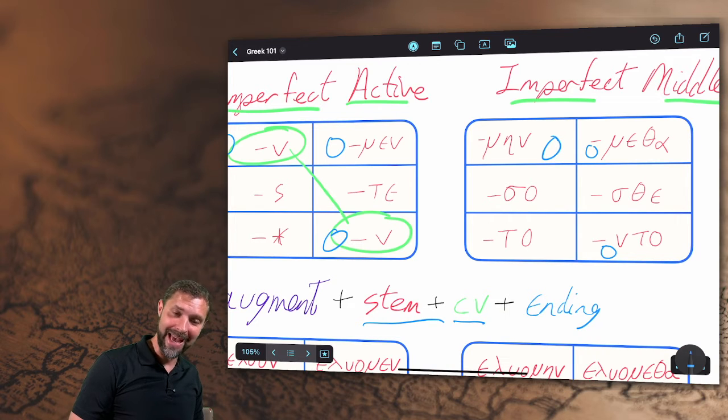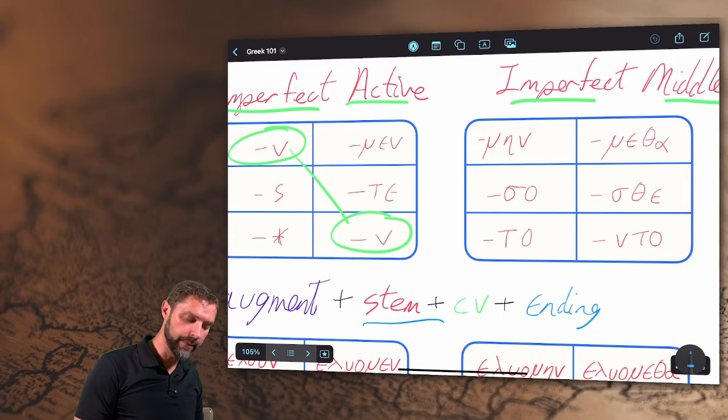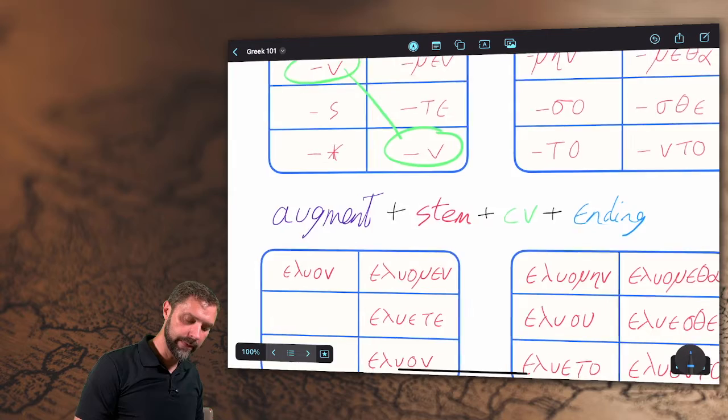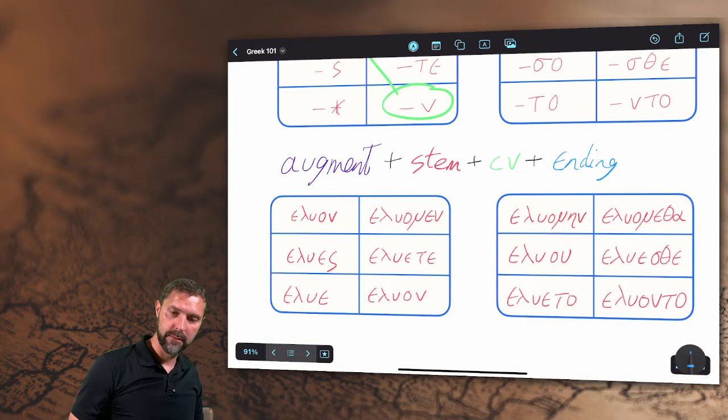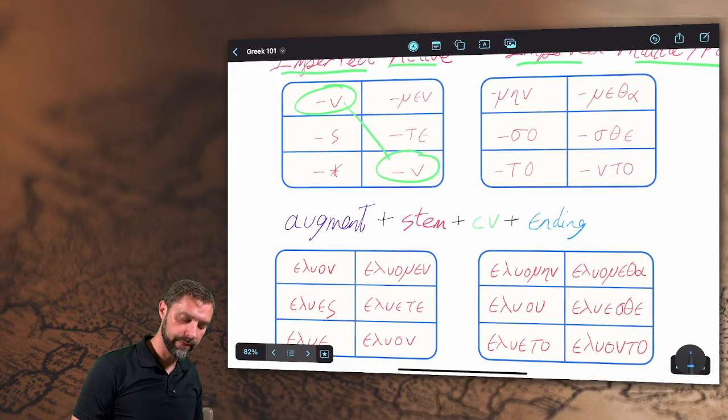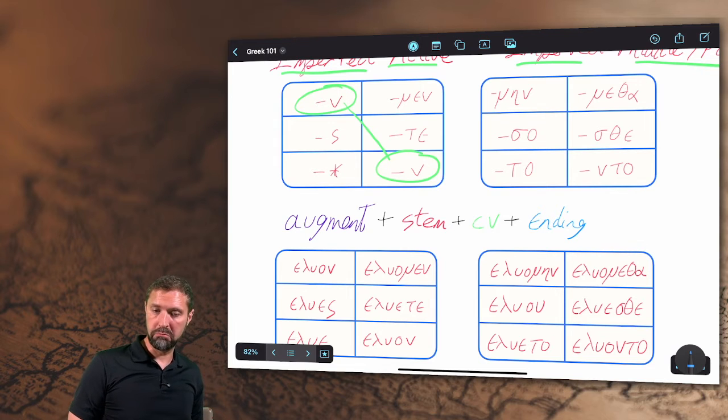Everything else will be epsilon: es, eta, esa, eta, estha. It's always going to be epsilon in those others. So use your connecting vowel: stem plus connecting vowel, plus your ending. And if you memorize your endings above, then you have it. So it turns out to be relatively simple.